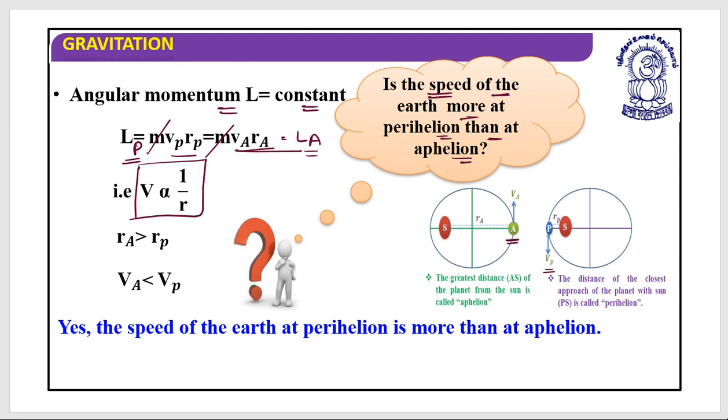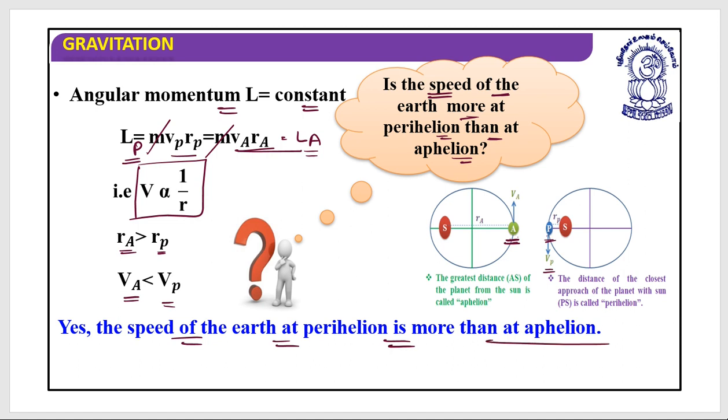Now RA, the aphelion, is the farthest distance from the sun, while RP, the perihelion, is the closest approach of the planet to the sun. So RA is greater than RP, and that means the velocity at aphelion would be less than the velocity at perihelion. That means the speed of the earth at perihelion is more than at aphelion.